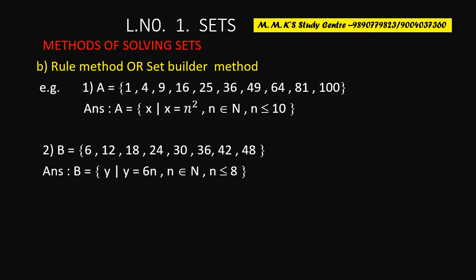So in 6n, this small n belongs to capital N. Capital N stands for natural numbers, and n is less than or equal to 8. Means n value will be less than 8 or equal to 8. Means you will consider numbers from 1 to 8. Yes, is it clear? Now we'll go for the next question.